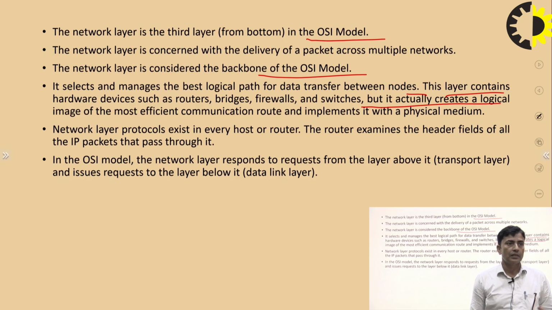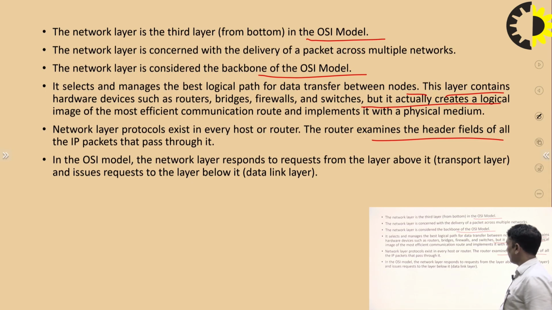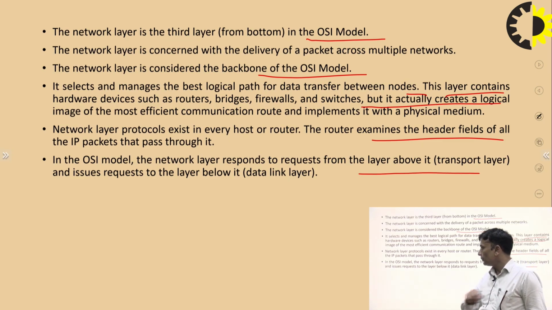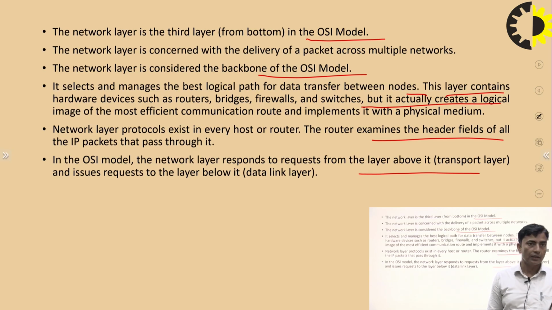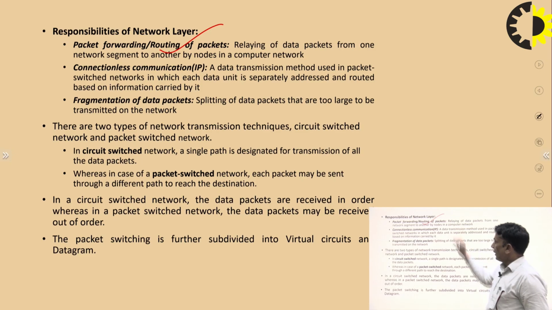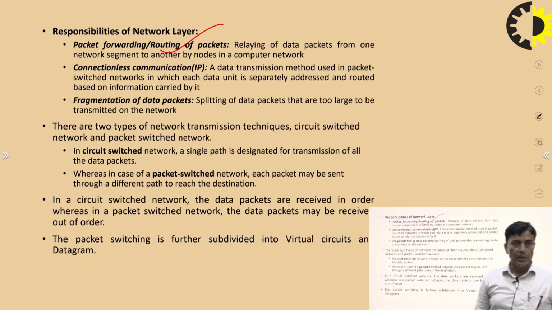Network layer protocols exist in every host or router. The router examines the header of all the IP packets that pass through it. In the OSI model, the network layer responds to requests from the transport layer and issues requests to the layer just below it, that is the data link layer. The responsibilities of the network layer are packet forwarding and routing of packets. These are the very important roles of this particular layer.